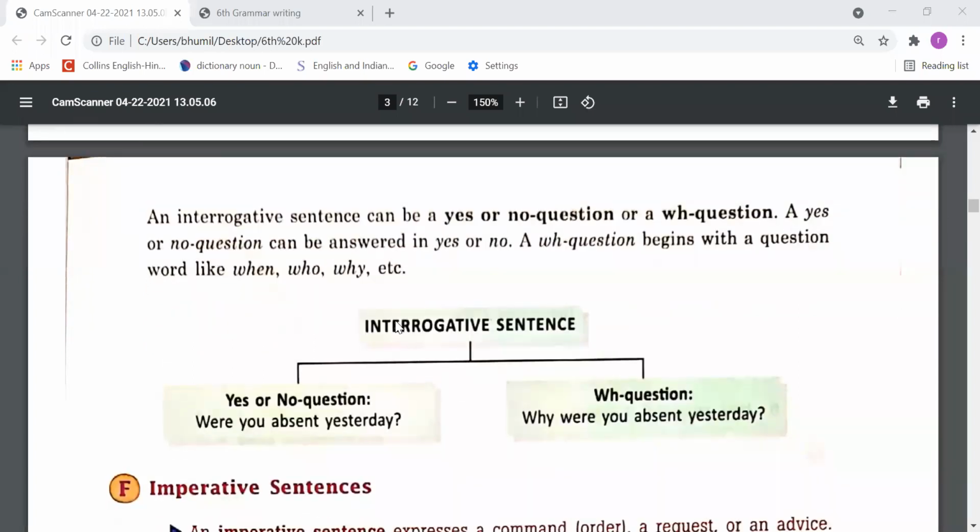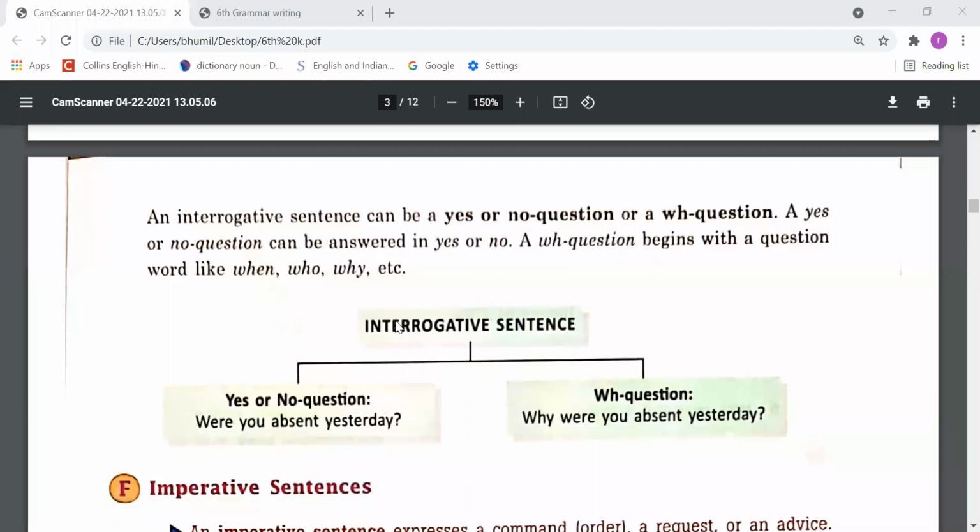An interrogative sentence can be a yes or no question or a WH question. A yes or no question can be answered in yes or no. A WH question begins with a question word like when, who, why, etc. Interrogative sentence, yes or no question: Were you absent yesterday? WH question: Where were you absent yesterday? Why were you absent yesterday?